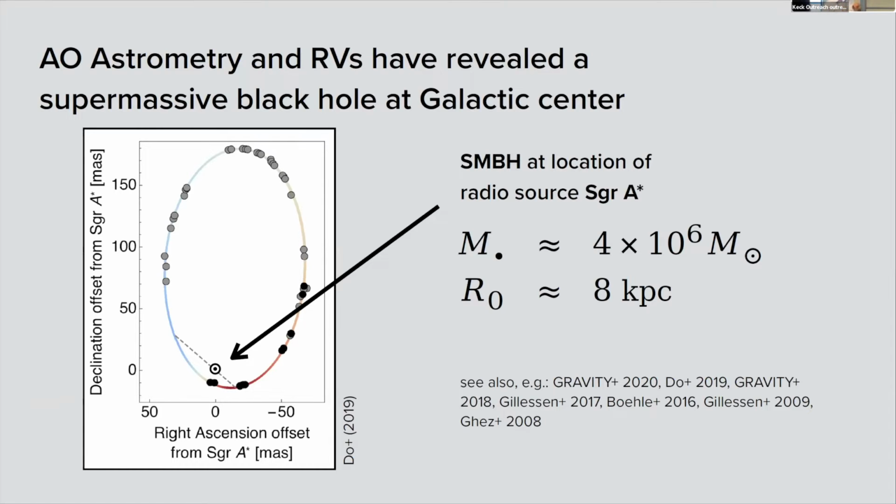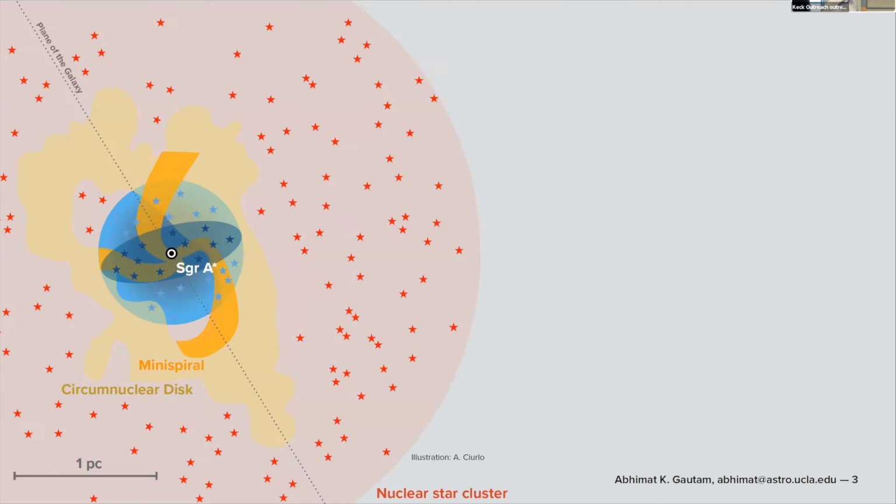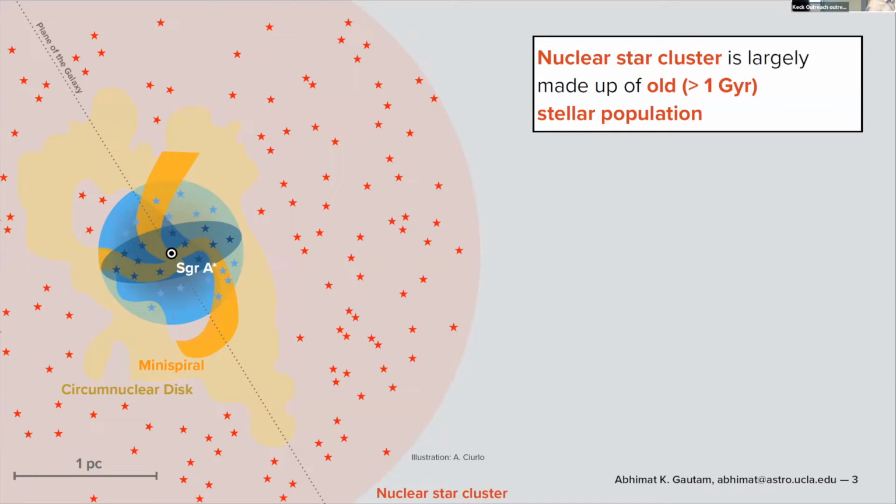Once you zoom out, AO on large ground-based telescopes has also allowed us to perform detailed studies of the star cluster population at the Galactic Center. We see a population of old stars, shown in red in this illustration. This makes up the nuclear star cluster, which is made up of old, greater than 1 gigayear age stars. This nuclear star cluster has a half-light radius of about 4 parsecs.